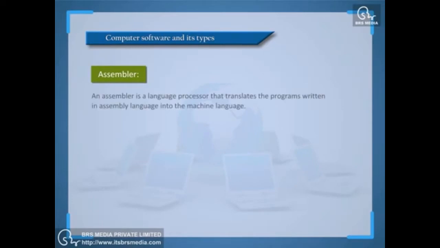Assembler. An assembler is a language processor that translates the programs written in assembly language into the machine language.